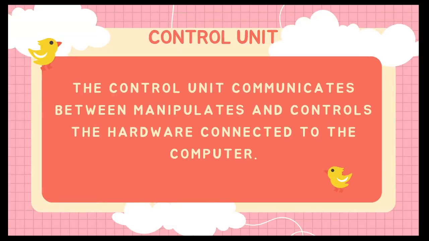Now let's see what is a control unit. The control unit communicates between, manipulates and controls the hardware connected to the computer. It also performs tasks such as controlling input and output data, ensuring that data is sent to the right place at the right time, and being alert whether relevant signals are successfully received.